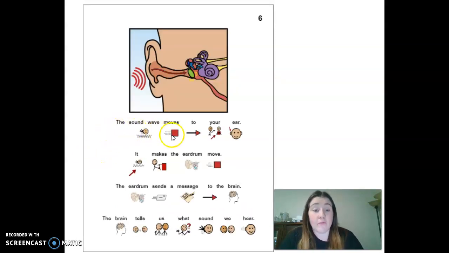The sound wave moves to your ear. It makes the eardrum move. So your eardrum actually vibrates with the sound it hears. The eardrum sends a message to the brain, and the brain tells us what sound we should hear.